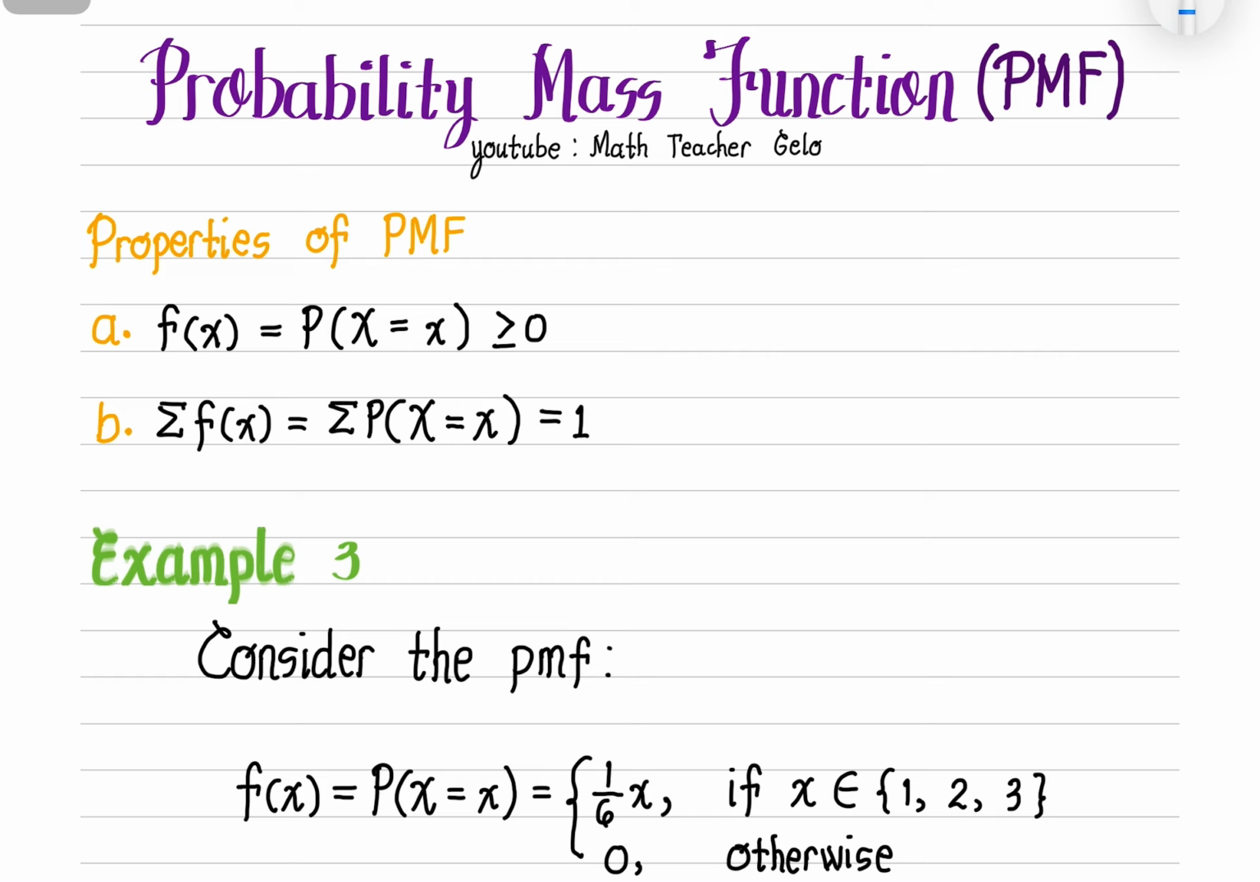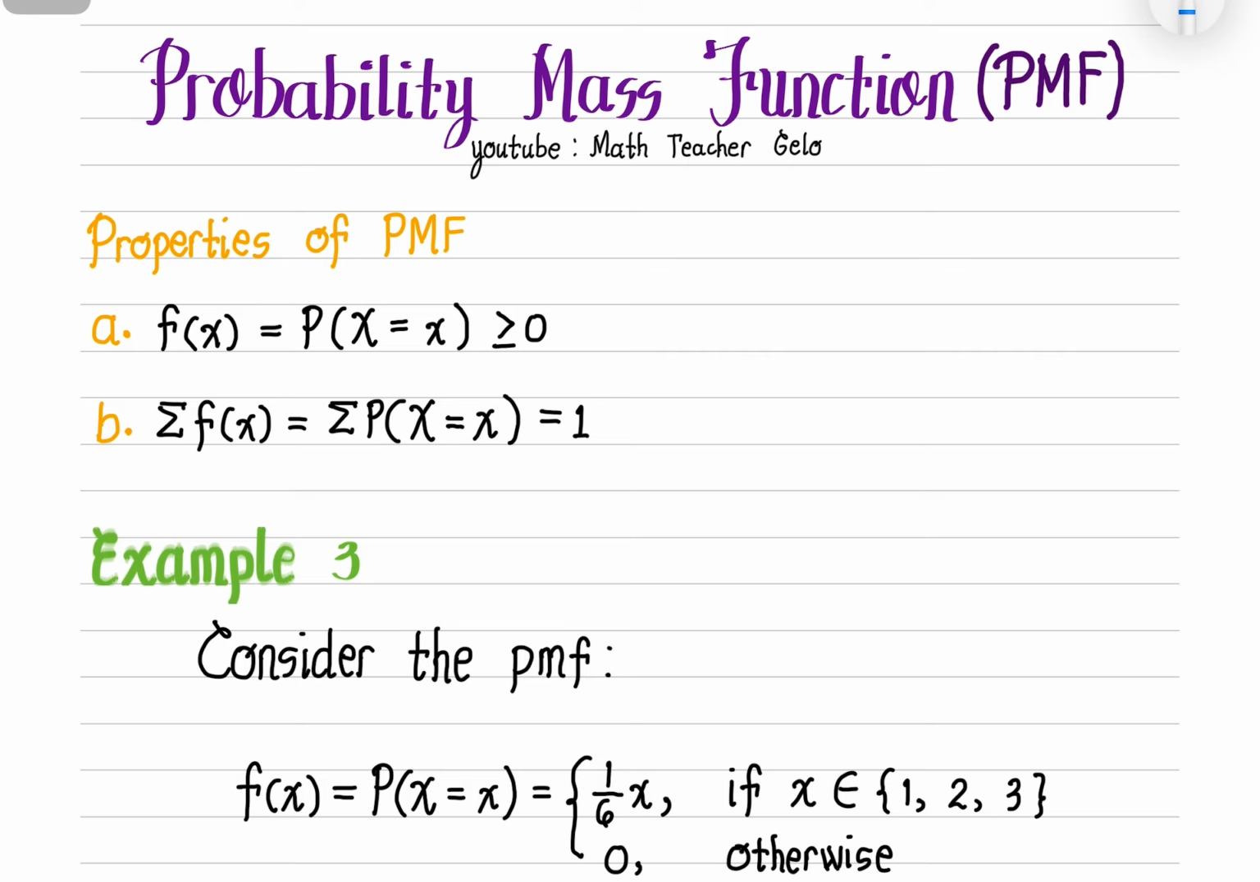Again, para masabi nating PMF siya, dapat masatisfy niya yung two properties. So sa unang property, f of x is equal to p of x is equal to x should be greater than or equal to 0. Okay? And for the second property, which is the summation of f of x is equal to the summation of p of x is equal to x must be equal to 1.